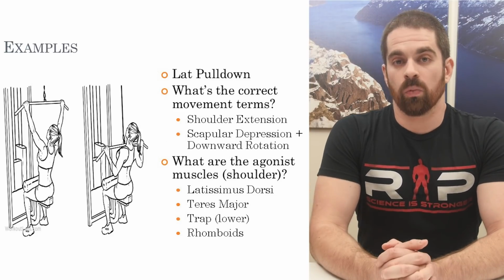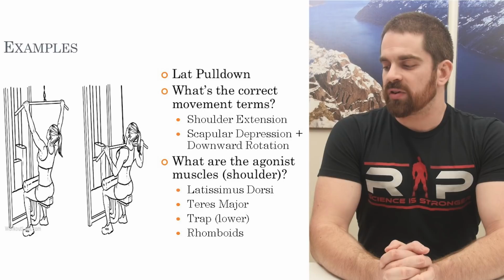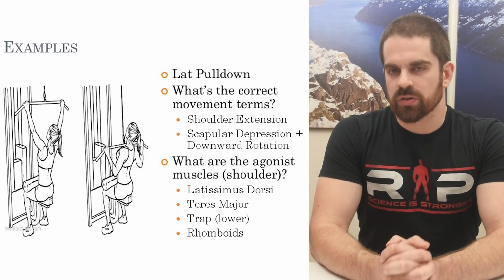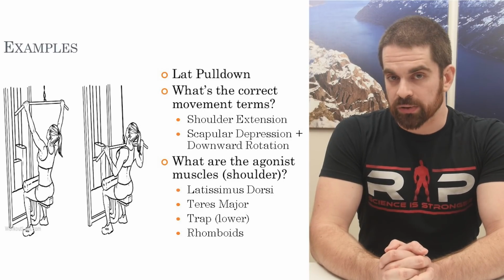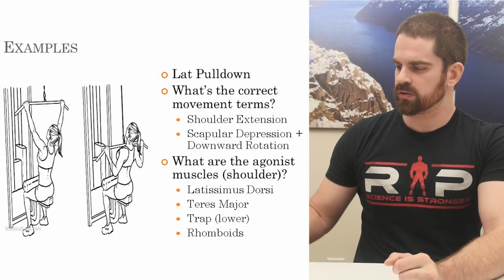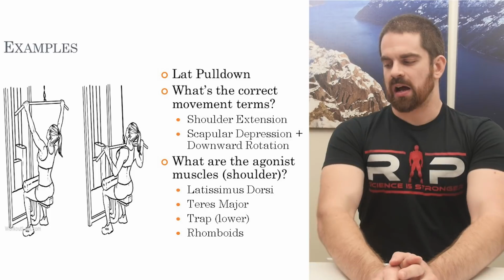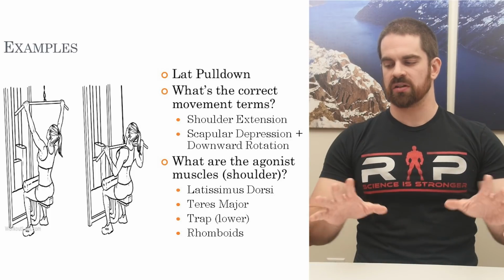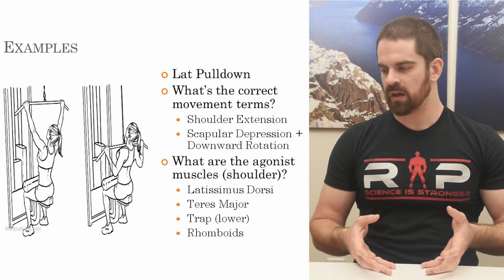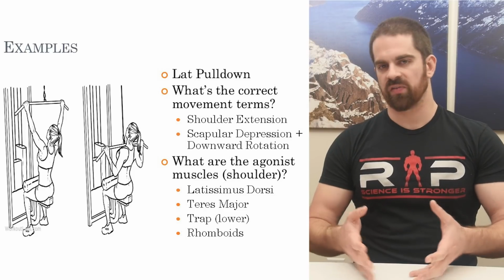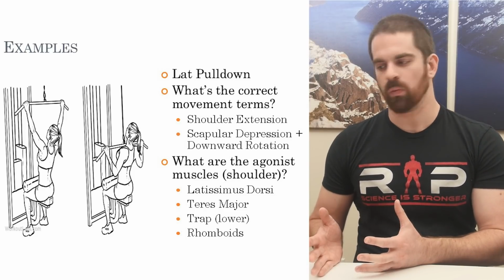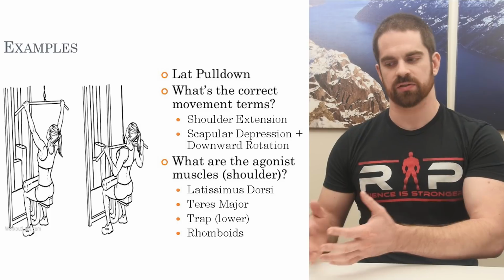Lat pull down, one that we see all the time. So can we describe the movement terms accurately in the lat pull down? Let's take a crack at it. So what do we have? We see some shoulder extension, and then we're also seeing a combination of scapular depression and downward rotation, right? Cool. Well, if I know that, I can figure out which muscle groups can do those actions, right?